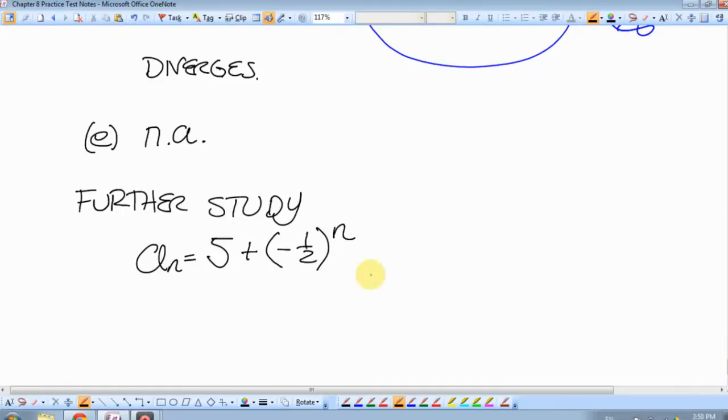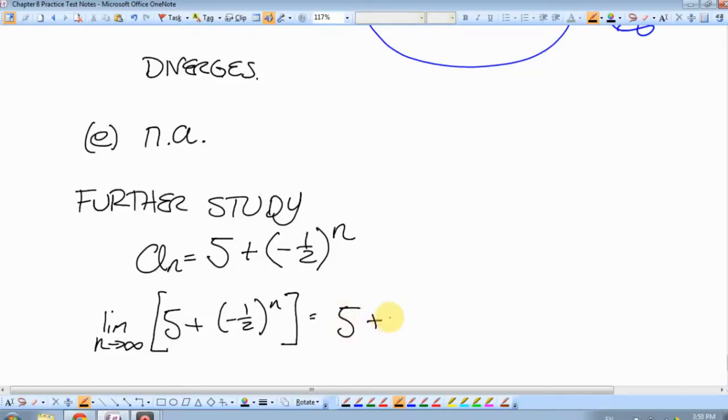Okay, let's get this one. So we can get the 9th term. That's not a big deal, right? Let's figure out the limit, though. The limit as n approaches infinity of 5 plus negative 1/2 to the n power. That's going to be equal to 5 plus the limit as n approaches infinity of negative 1/2 to the n power.